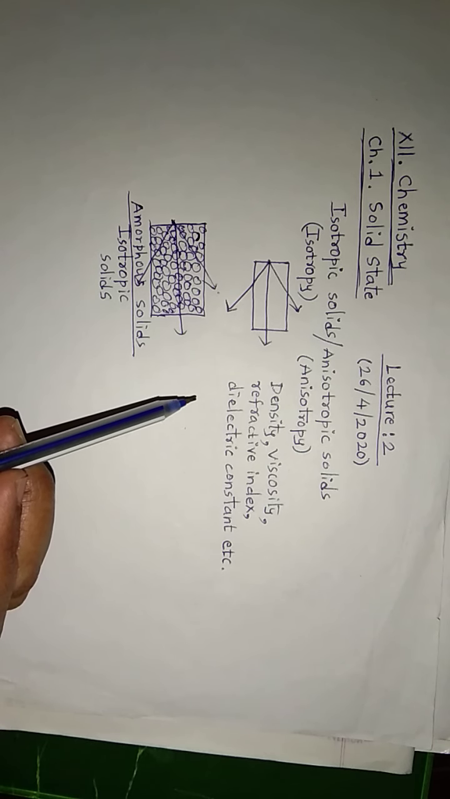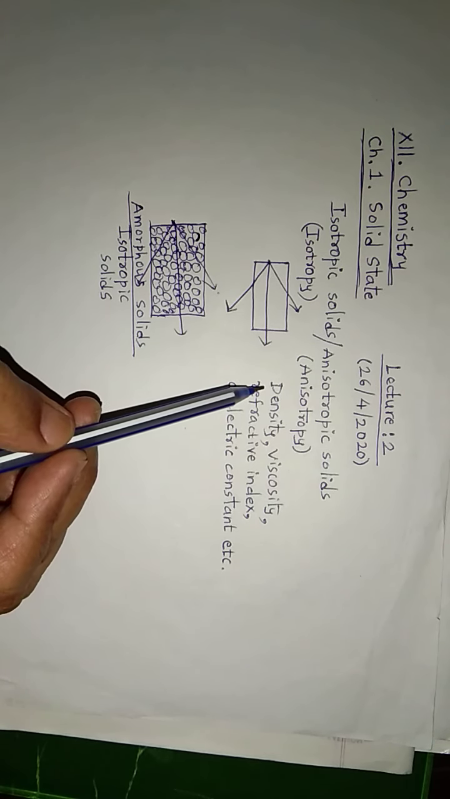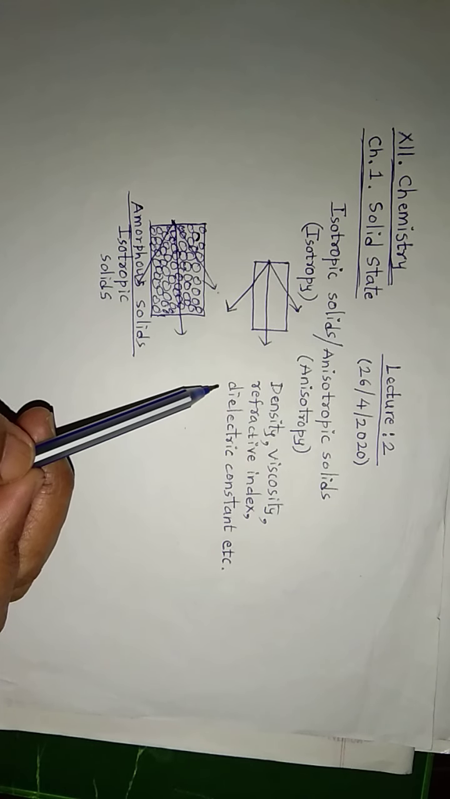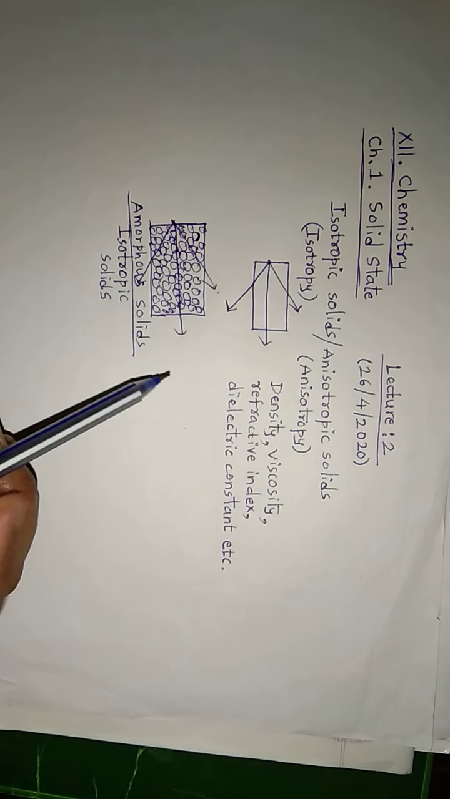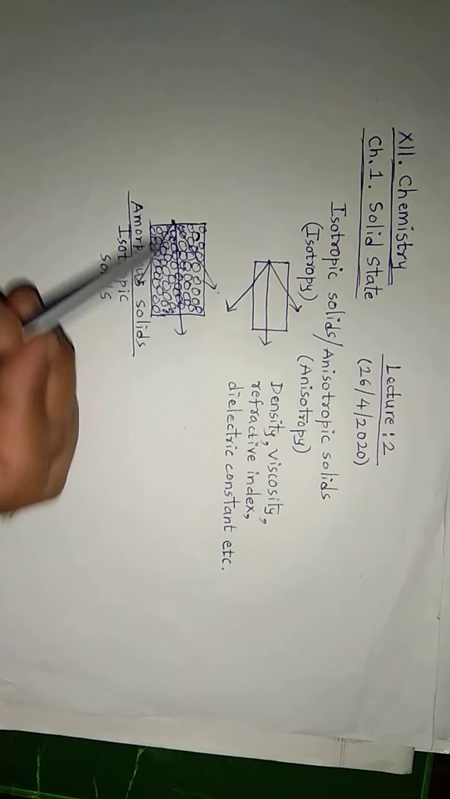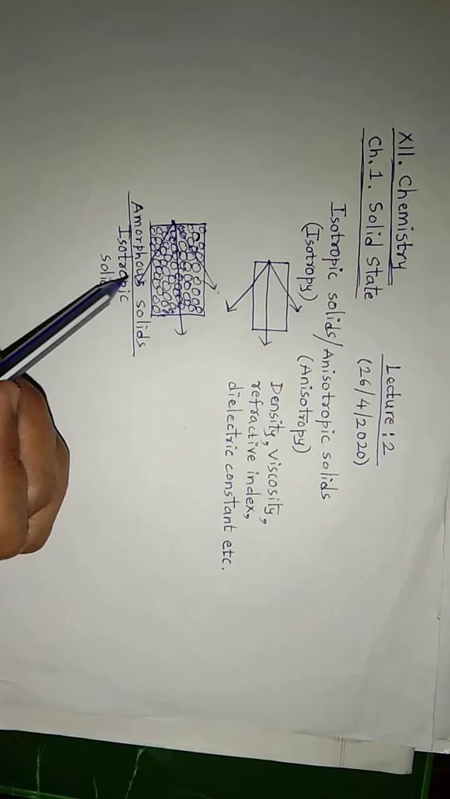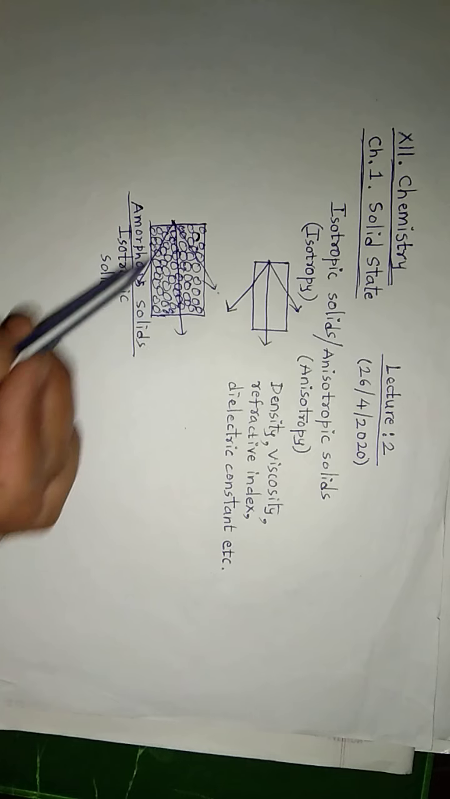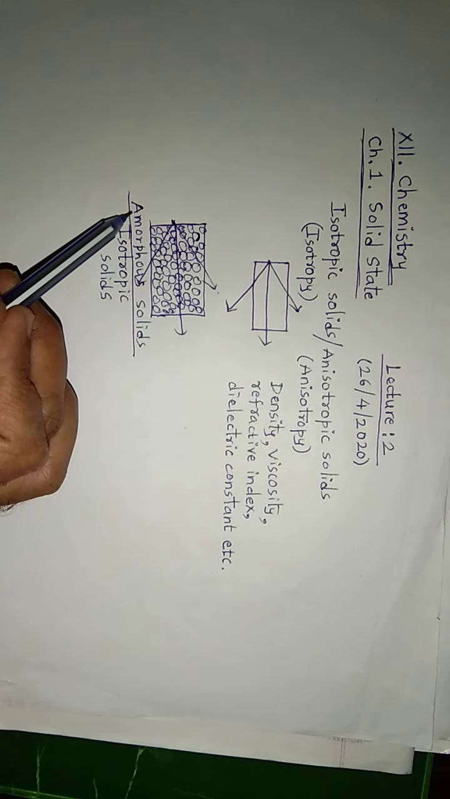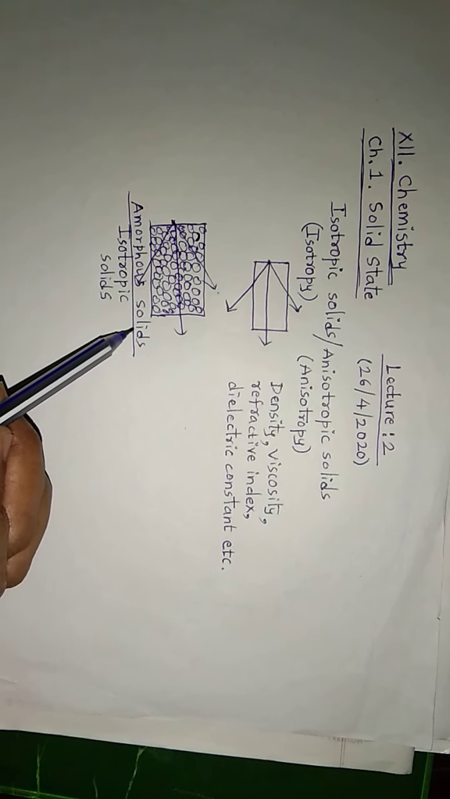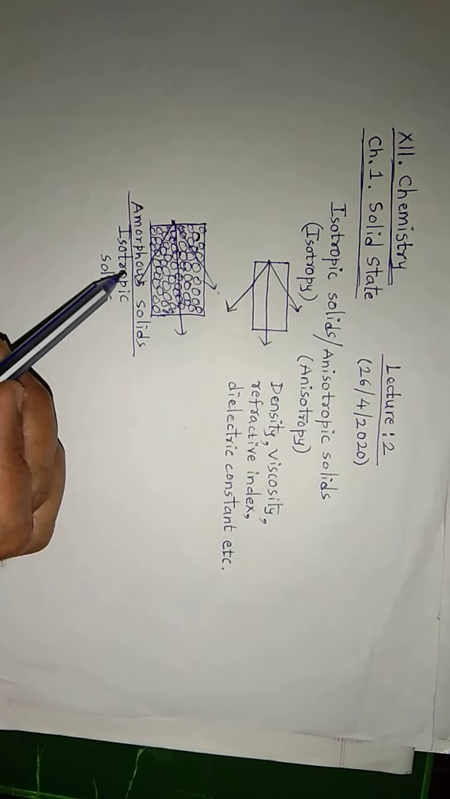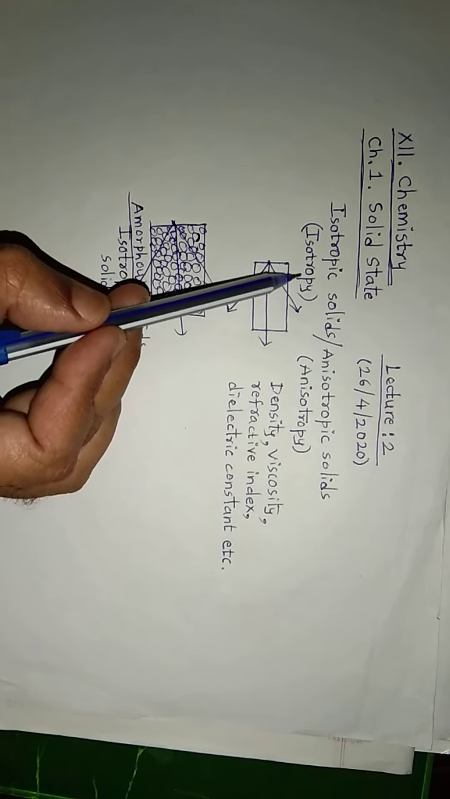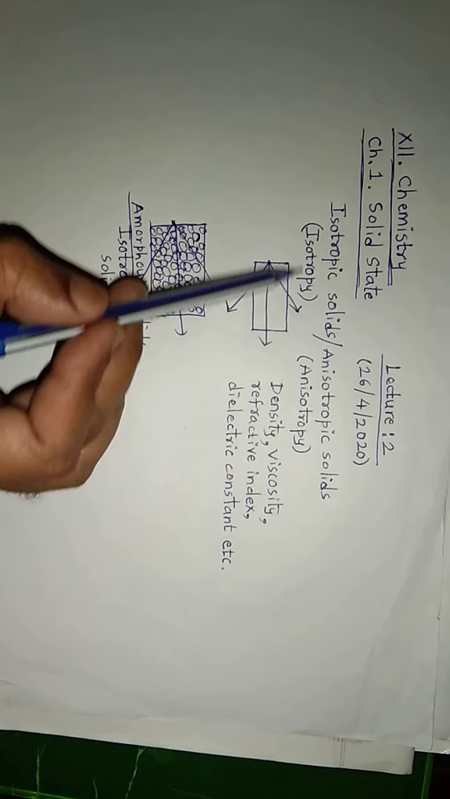So, values of density, viscosity, refractive index, dielectric constant, etc. will be same in all the directions, different directions within amorphous solids. And that is the reason why amorphous solids are isotropic solids, and the phenomenon they exhibit is isotropy.